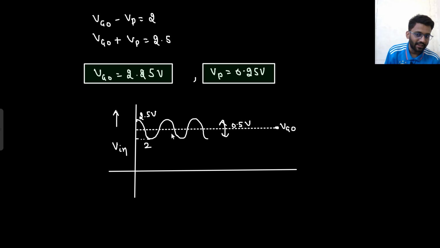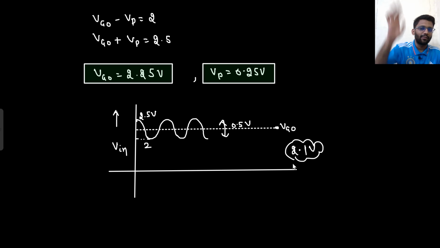What if Vg naught is somewhere here? What if your Vg naught is 2.1 volt? Vg naught can take any value from 2 to 2.5 volt. Are you getting this point? In the question, if they had asked what should be the maximum value of Vg naught that you can apply, what would be your answer?